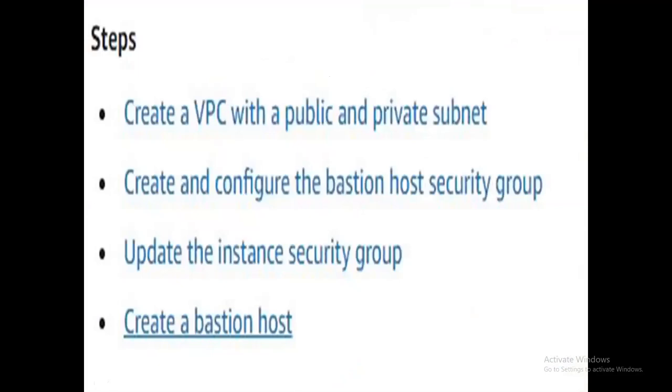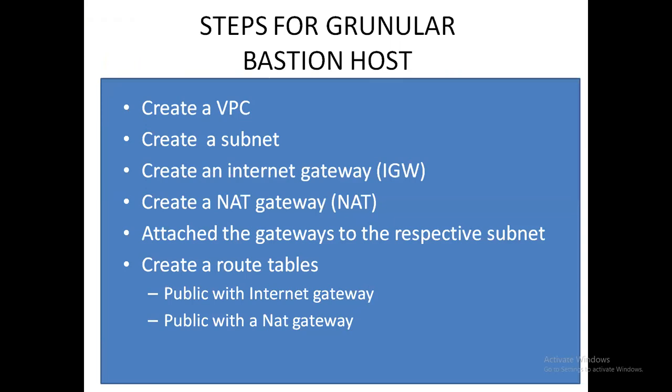First, I'm going to create a VPC with a public and private subnet. I want to create and configure the BASTION host security group. I want to update the instance security group and create a BASTION host. So this is the procedure. First, we are going to create a VPC. Then we are going to create a subnet under that VPC. Then we'll create an internet gateway and a NAT gateway. We will attach the gateways to the respective subnets: a private subnet to the NAT gateway, while a public subnet to the internet gateway.